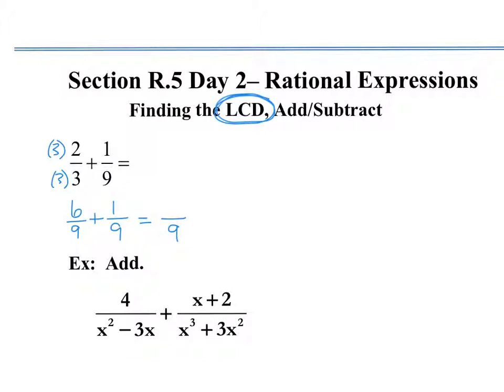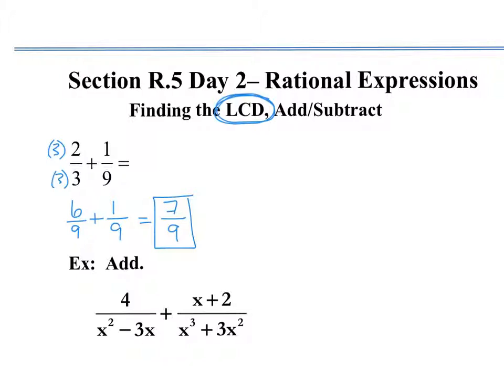Now that they have the same denominator, this is 9, this is 9, my denominator stays 9, and I'm just going to add the top. 6 plus 1 is 7. And then reduce that fraction if you can. 7 over 9 does not reduce, so we're finished.